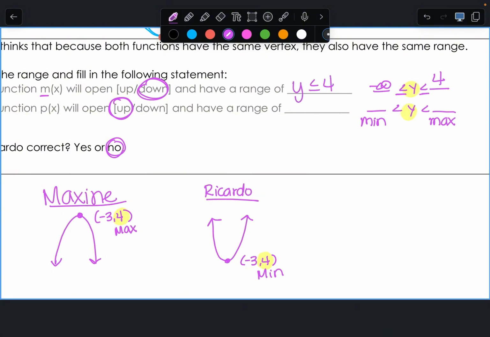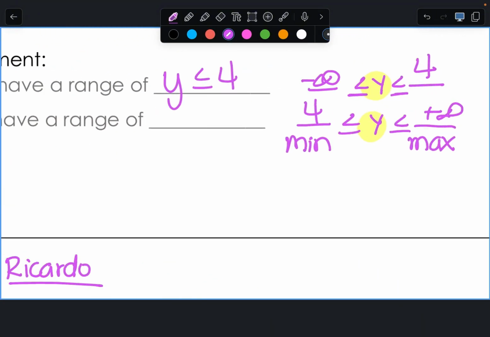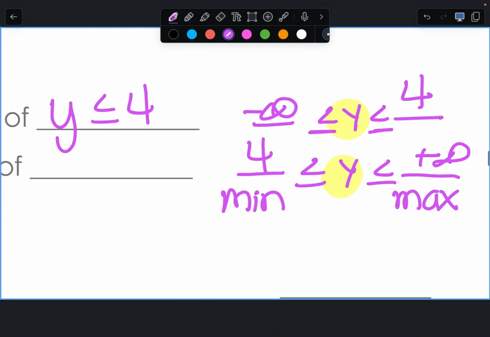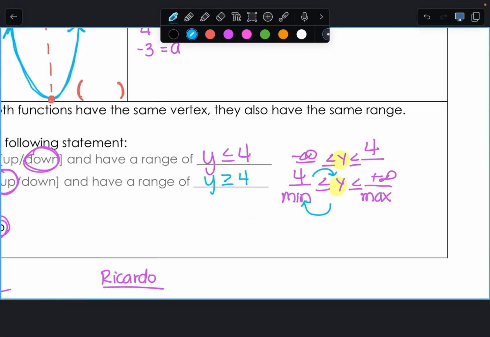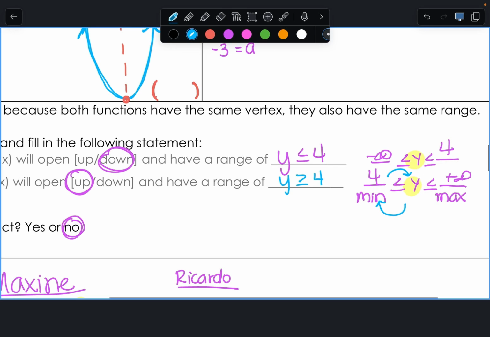For Ricardo, Ricardo's is a minimum. So where do I put the 4? Left. On the left side. Meaning this side is my positive infinity. Now, can I leave his answer that way? No. What do I have to do? We flip it, along with the sign. So his range is y is greater than or equal to 4. So no, the range is not the same. Got it? Yes, no, okay.